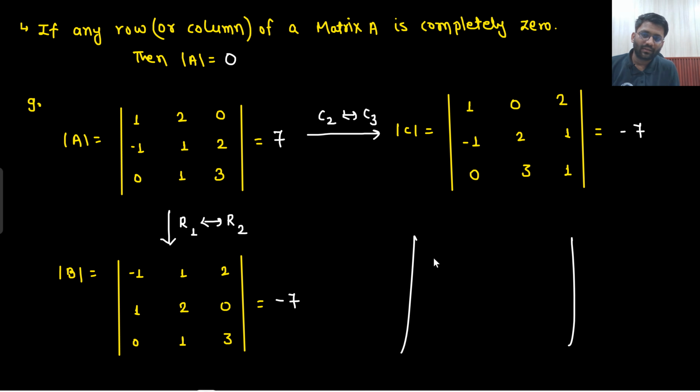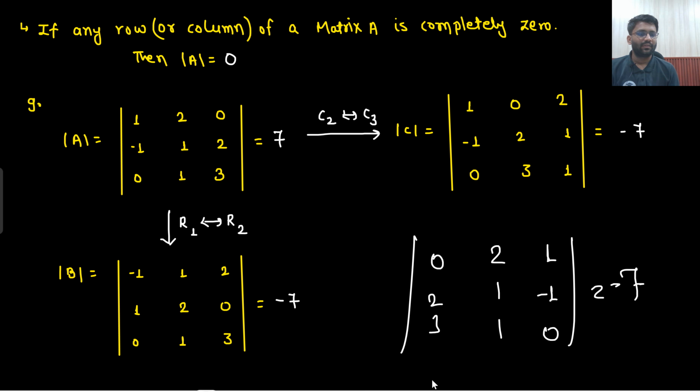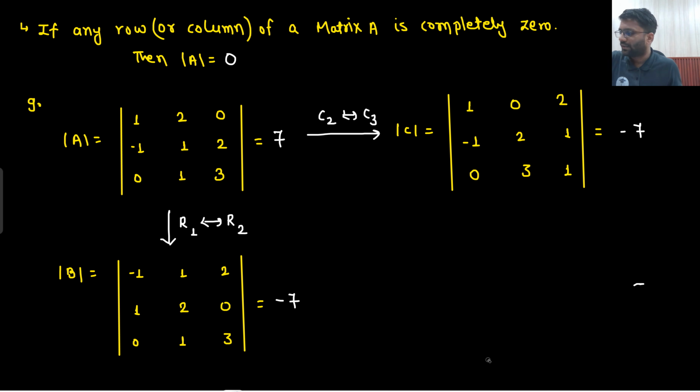0, 2, 3 comes here. In between, 2, 1, 1 remains as it is, and this 1, -1, 0 comes here. What will be the answer? Again -7 only. Okay, because these two are interchanged. But what if I do it in this manner?